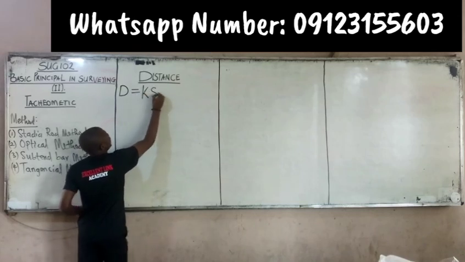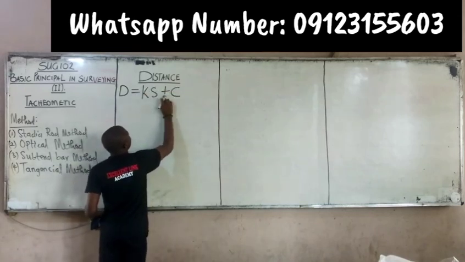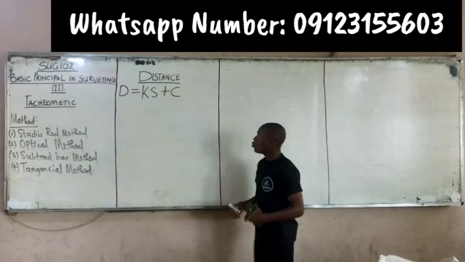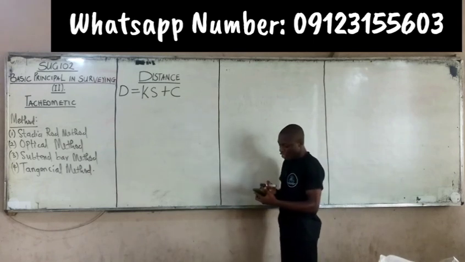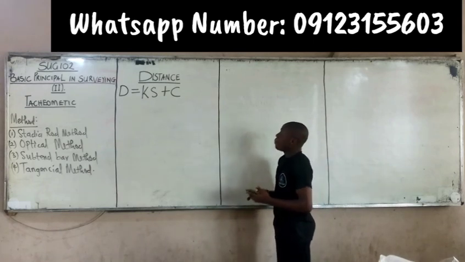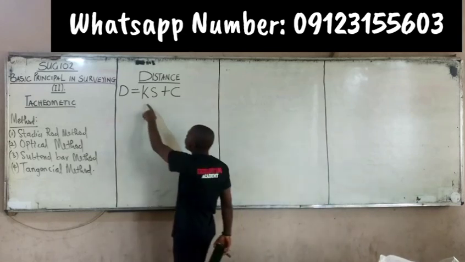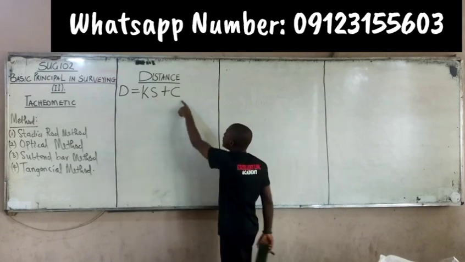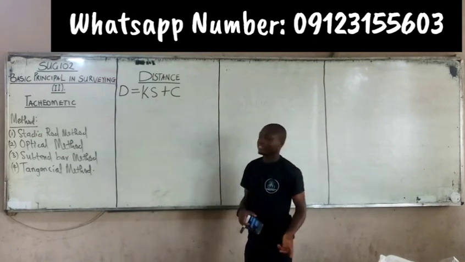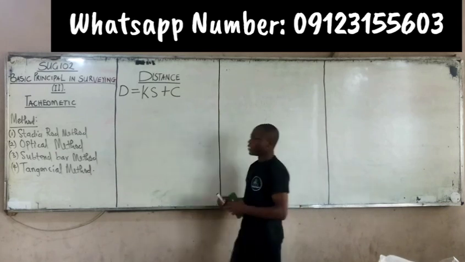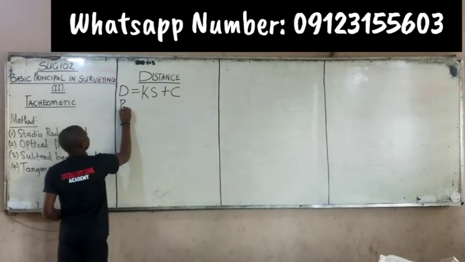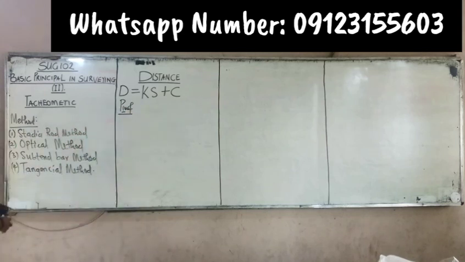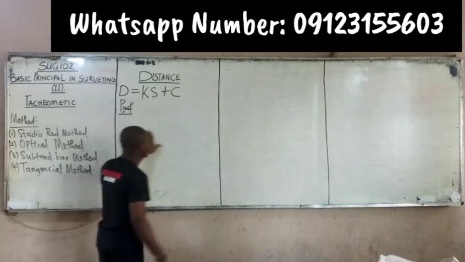Ks plus C. That's the formula for distance when it comes to tacheometry, right? D is equal to Ks plus C, where K is called the multiplying constant, S is called the staff intercept, and C is called the additive constant. Alright, let's prove this. We said D is equal to Ks plus C. Now, once you prove this concept, it's quite simple, right?